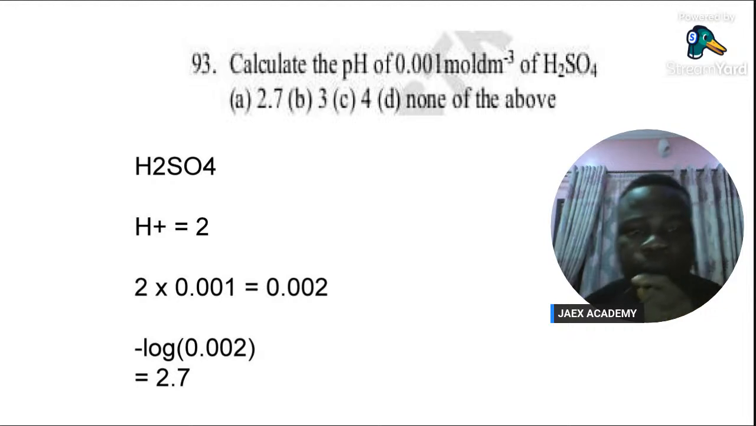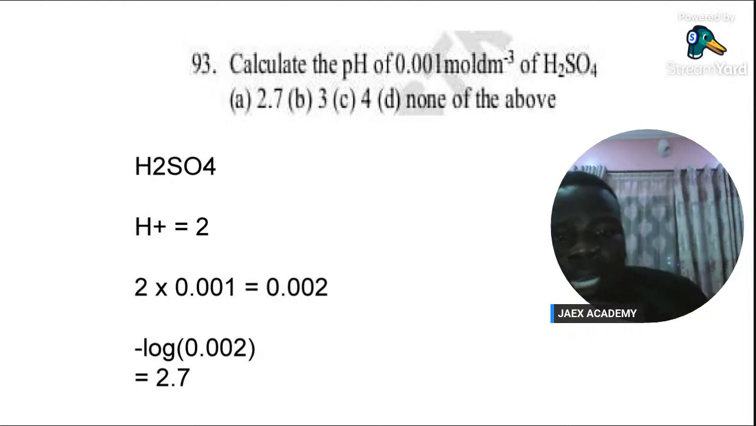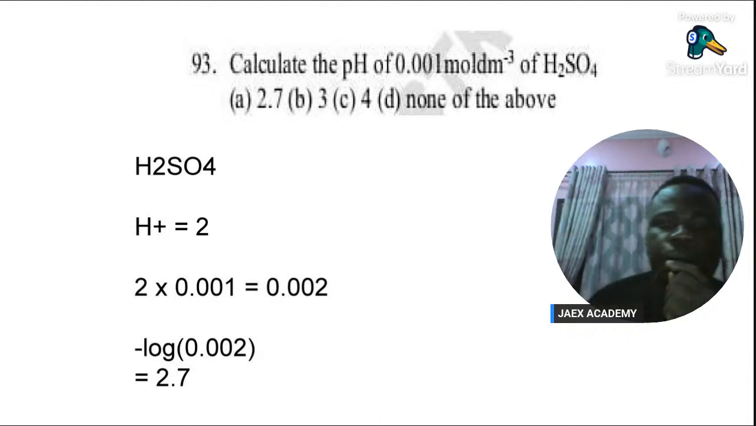This is extracted from your PTS material. You can see that it is question 93 from your PTS material, for my nursing students. Now you can see here they say calculate the pH of 0.001 mole per dm cube of H2SO4. The first thing I said you should do is to identify: is H2SO4 an acid or a base? Of course, it's an acid.